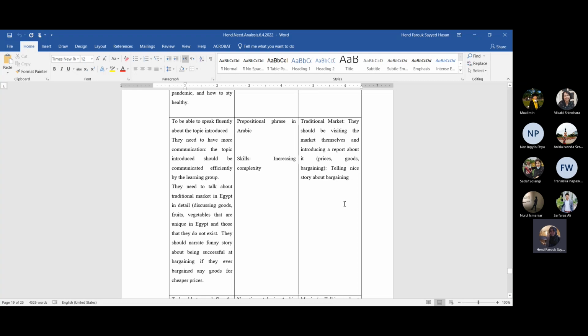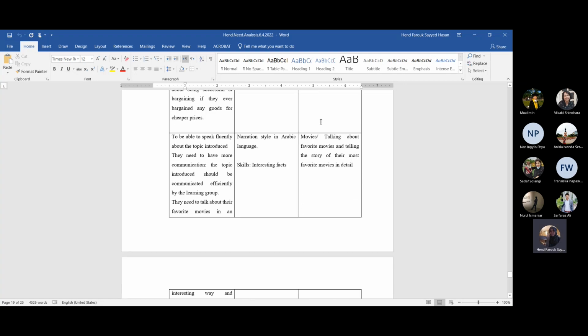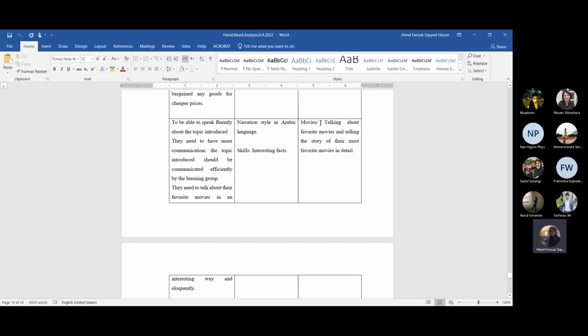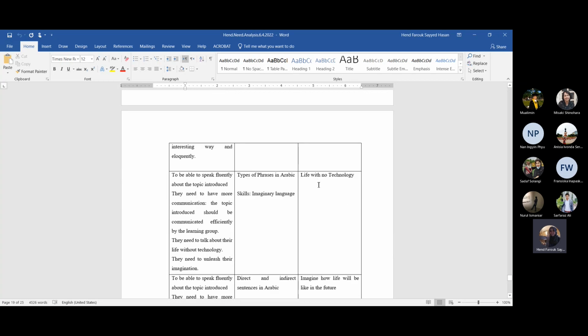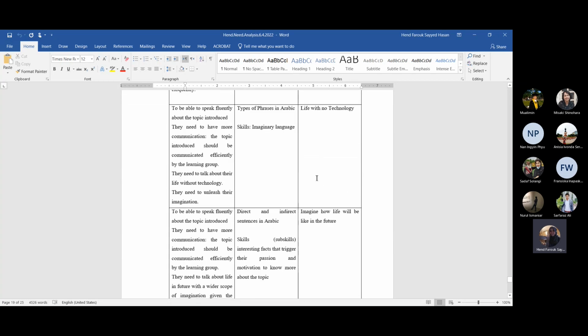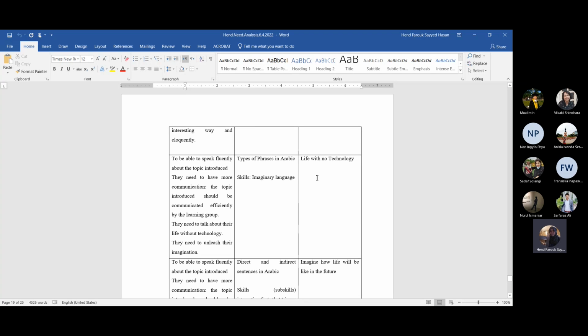telling a nice story about bargaining if they could bargain themselves. Movies: they are supposed to talk about movies, narrate the story of one of the movies that they like, telling the story of their most favorite movie in detail, to practice speaking more. The 11th topic, life with no technology: they are supposed to imagine how life with no technology is going to be like and talk about it.